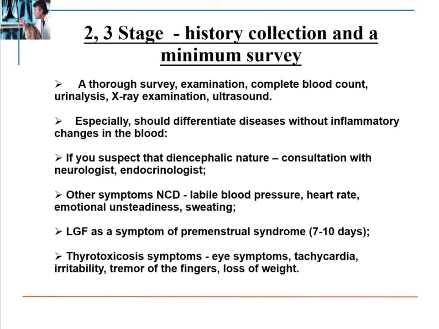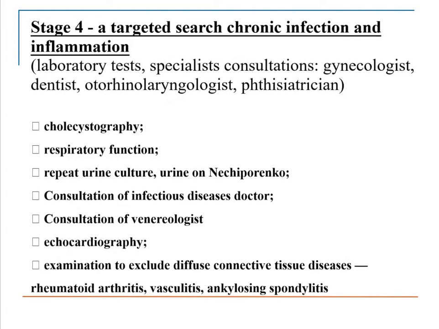Thyrotoxicosis symptoms. You should remember, of course, eye symptoms, presence of tachycardia, irritability, tremor of the fingers, and loss of weight. Fourth stage: targeted search for chronic infection and inflammation. This stage includes laboratory tests, specialist consultations like gynecologists, dentists, otorhinolaryngologists, and phthisiatrician.